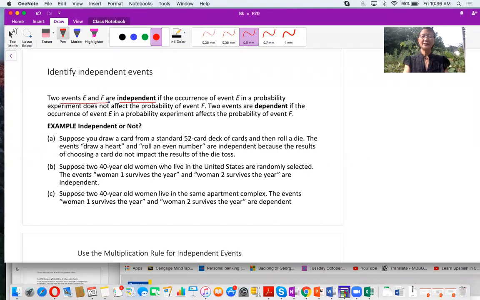Two events, E and F, are independent if the occurrence of event E in a probability experiment does not affect the probability of event F. This is independent, does not affect. Two events are dependent if the occurrence of event E in a probability experiment affects the probability of F.